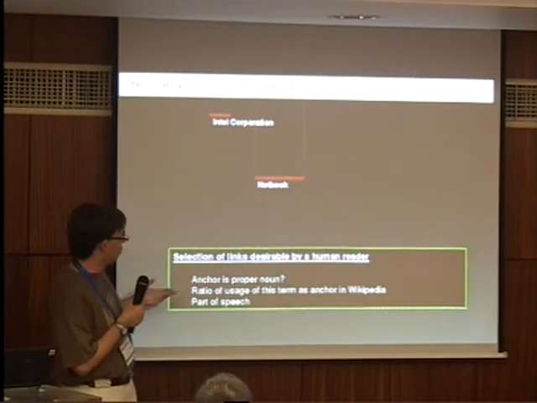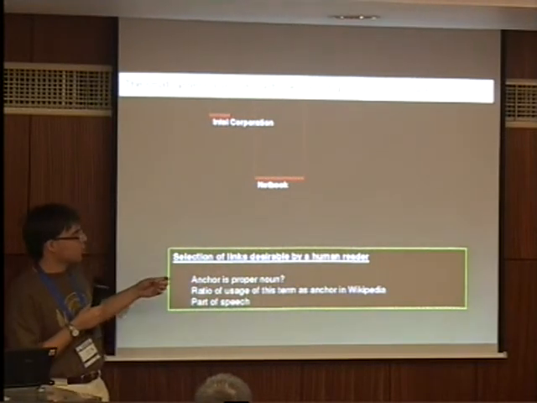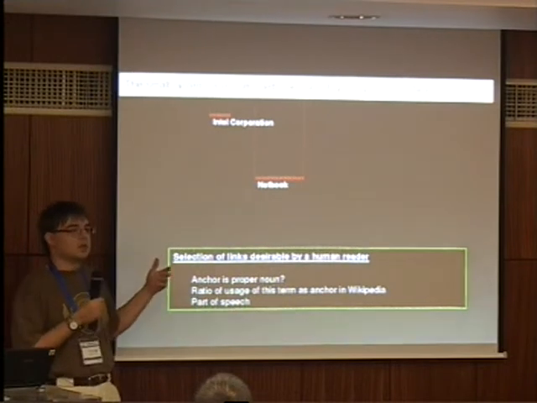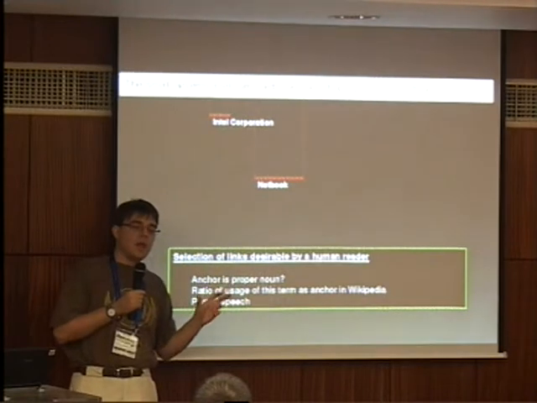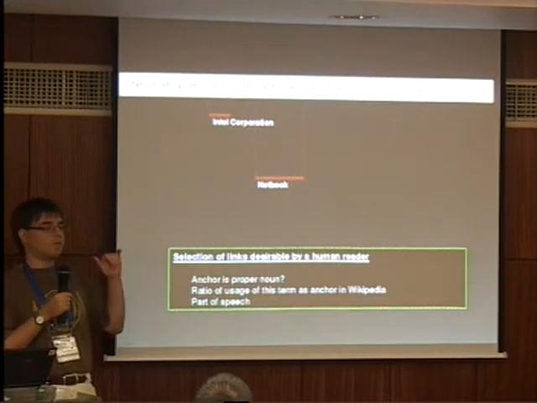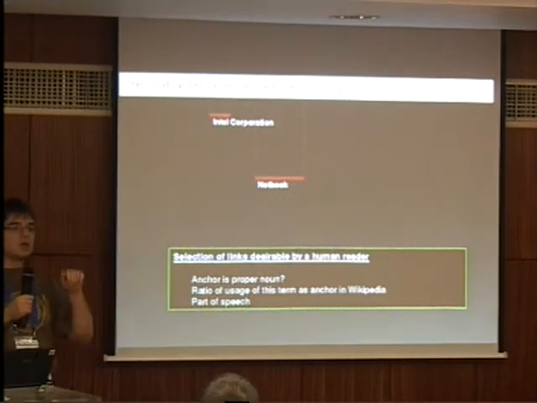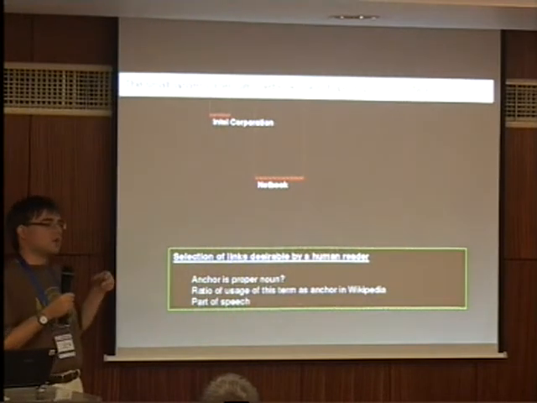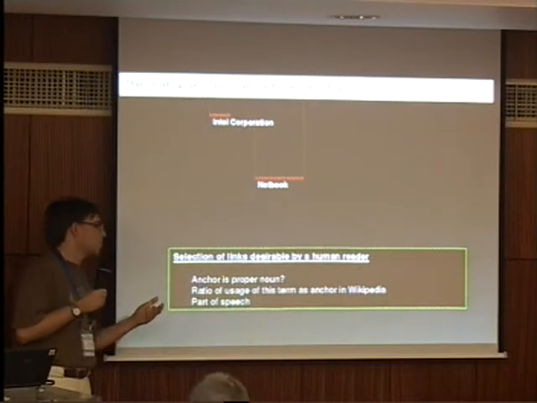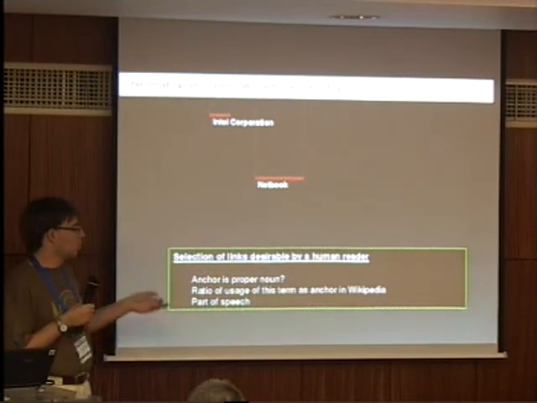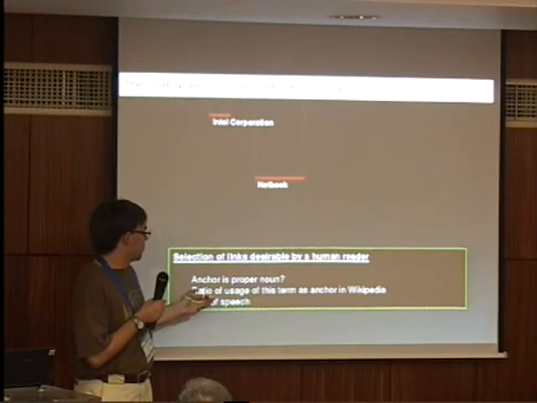An important feature is also to check how many times this alias appears as a link anchor in Wikipedia and how many times it appears only as plain text. So we try to extract the common sense of Wikipedia authors from this. We also compare other parts of speech.